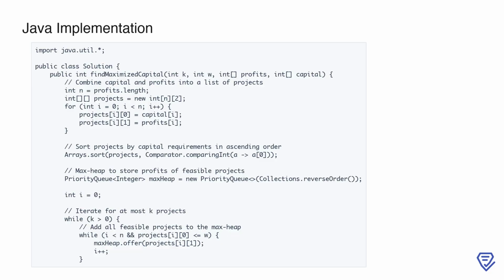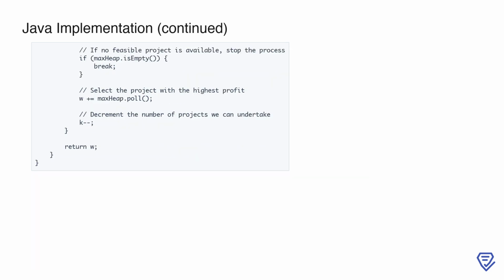Finally, we begin a while loop that runs up to K times, representing the maximum number of projects we can select. Within this loop, we add all projects whose capital requirements are less than or equal to our current capital W into the max heap. This ensures that the heap always contains only feasible projects. If no feasible projects are found, meaning the max heap is empty, we terminate the process immediately since there's nothing further we can do to increase our capital.